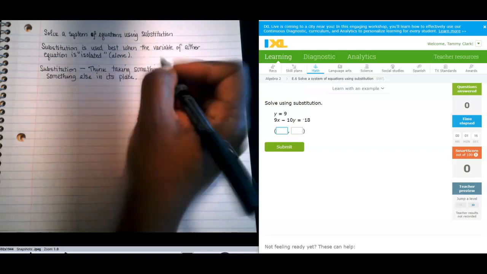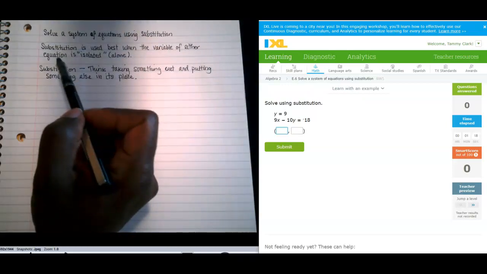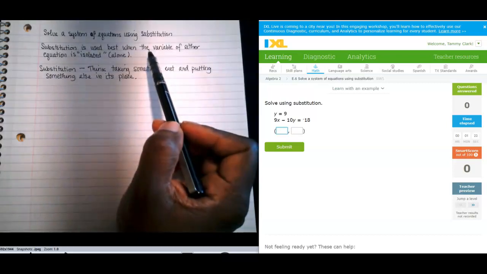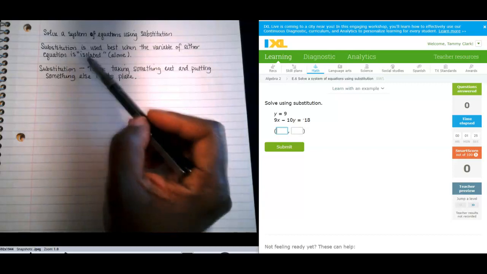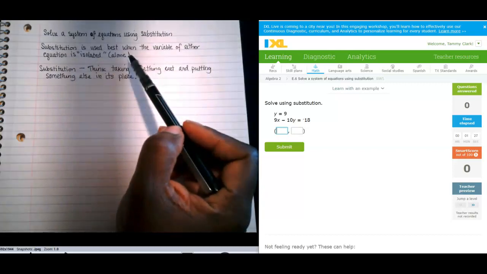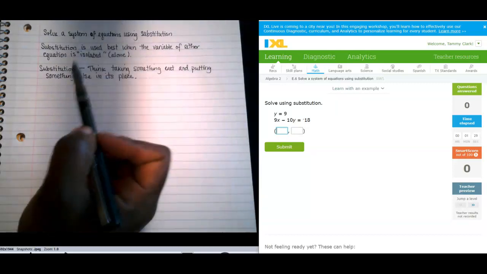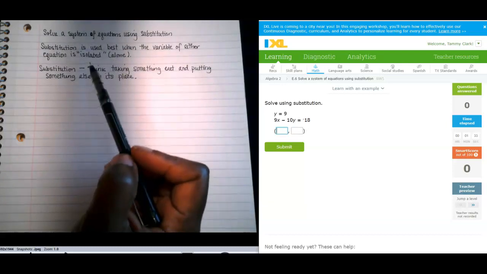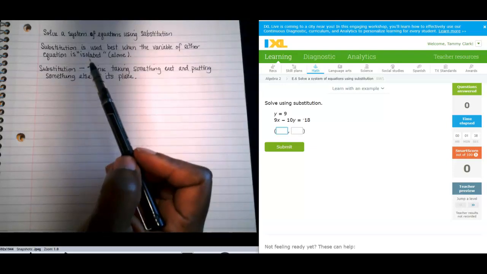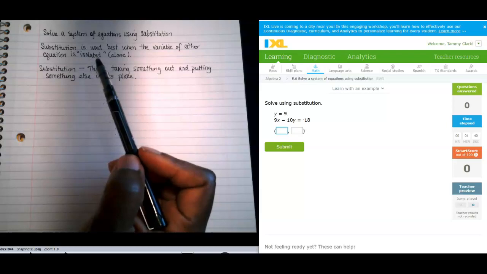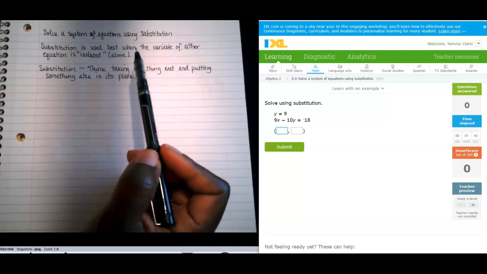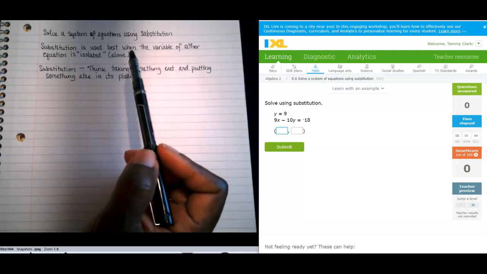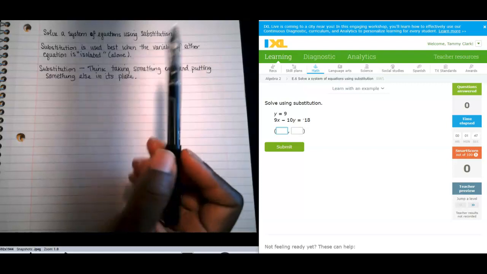Now, when using the idea of substitution, it's used best when the variable of either equation is isolated, meaning it's alone. So the whole point of this is to use the secondary equation to find the solution to the other equation. So let me show you what I mean by that.